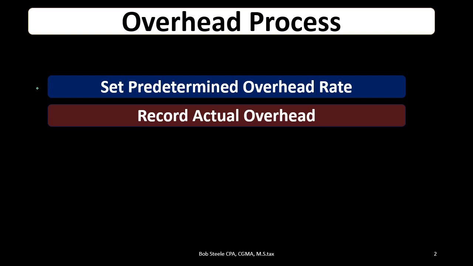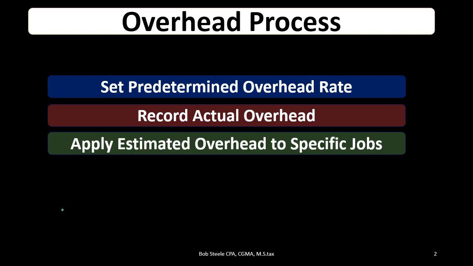We're then going to record actual overhead that we have during the process. Remember what actual overhead is. It's going to be the cost of anything that we can't apply to a job. So anything related to the manufacturing process that we cannot apply directly to a job, indirect materials, indirect labor, anything related to the warehouse that we can't apply directly to a job like depreciation, like utilities on the warehouse, then we're going to put that into overhead. Then we're going to apply estimated overhead to specific jobs.